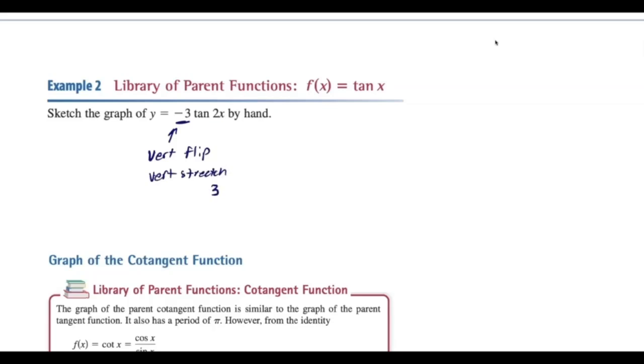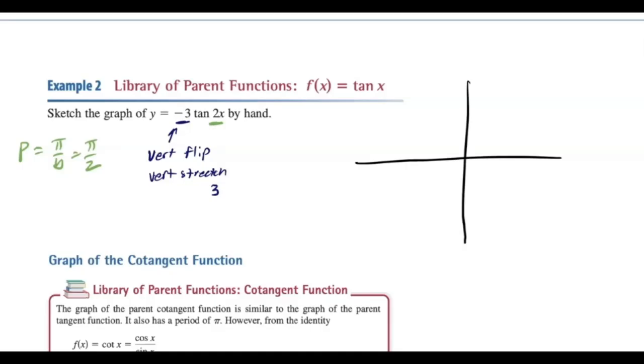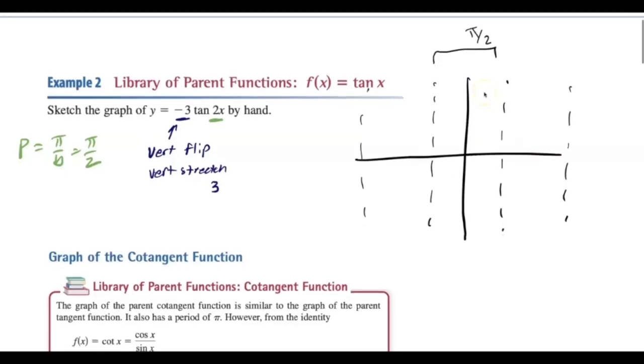My period, remember for tan, is just pi over b. In this case, pi over 2. If we were going to graph it, let's say these are my asymptotes. I'll draw another one. Now remember, pi over 2 is the length from here to here. That's my period. Divide that by 2, you get pi over 4. We can go pi over 4 this direction and pi over 4 this direction.